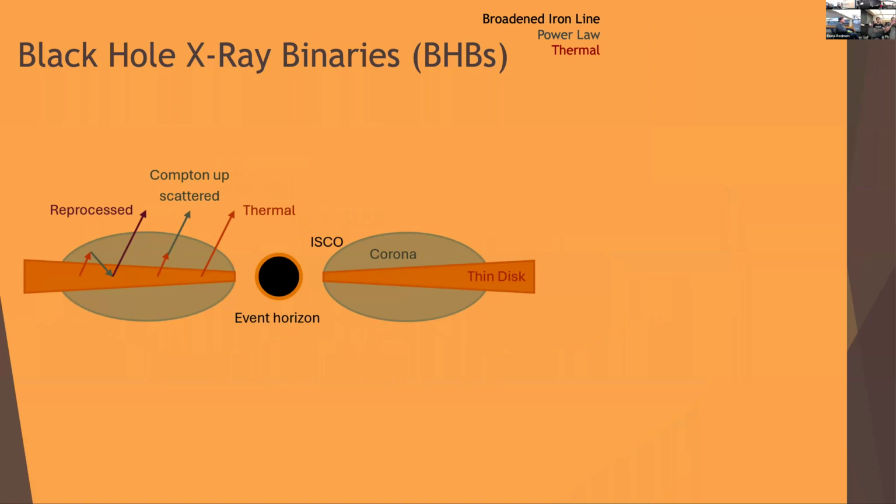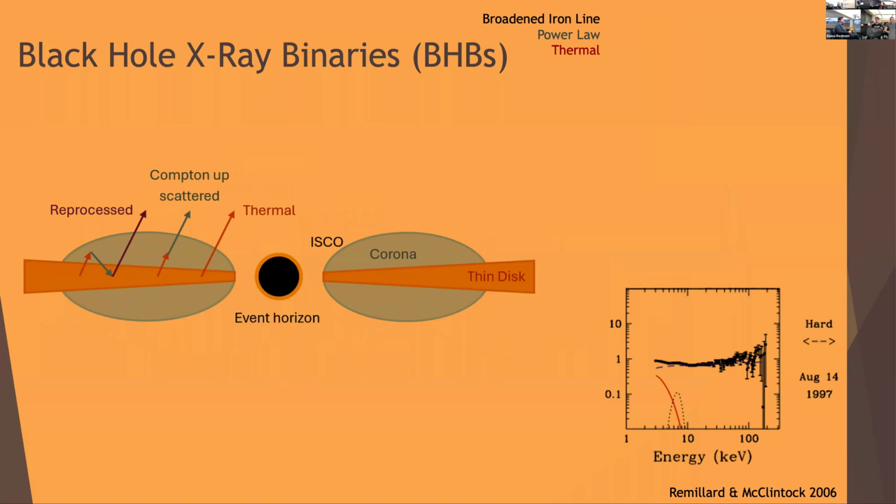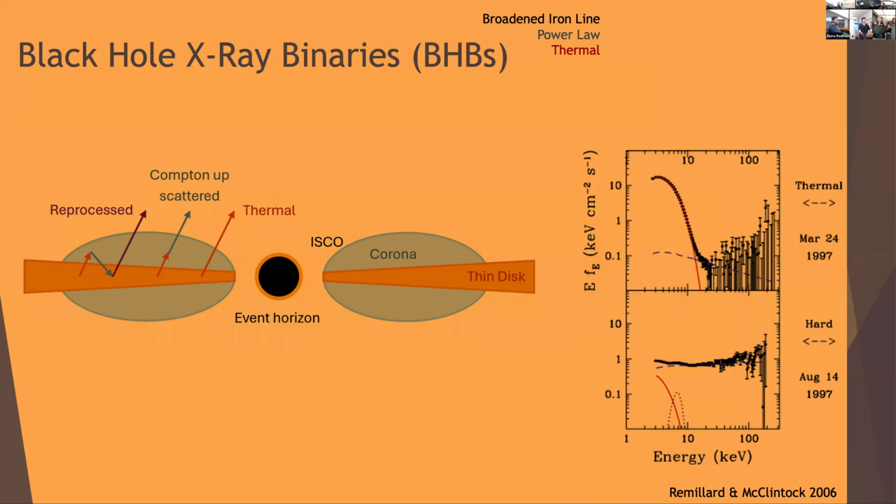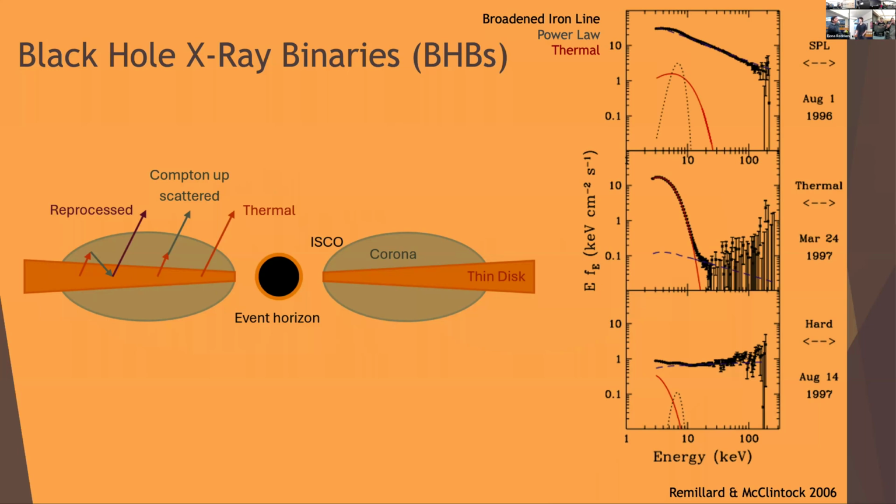Black hole X-ray binaries go through various states. We have this hard state where the power law component from the Compton upscattered photons dominates. We have this thermal state where the thermal component dominates, and we have this SPL state, which is defined by the fact that the power law is much steeper. So it still dominates like in the hard state, but it's a lot steeper.